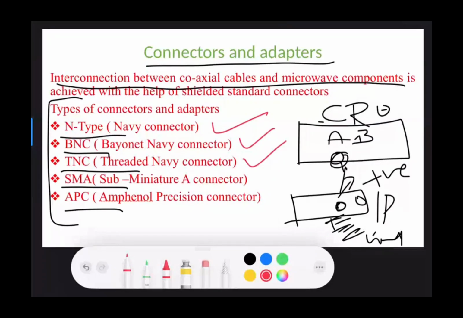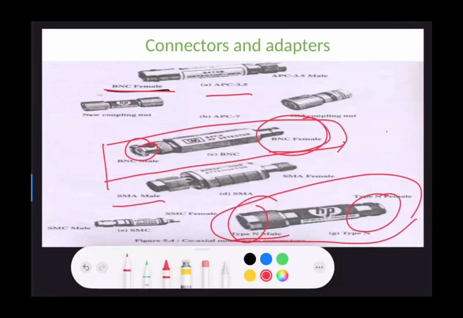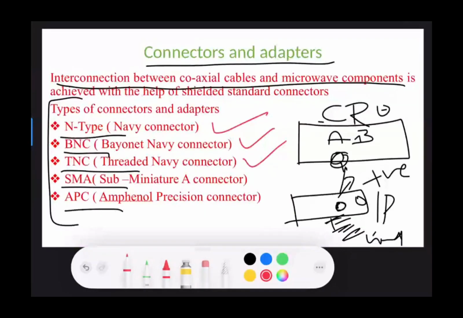Okay, so they are what we call threaded navy connectors. And the threaded navy connectors also have a female junction and a male junction. The male goes to the output and the female comes to the input. Coming to the fourth type of connector, that is the SMA connector, sub miniature A connector.